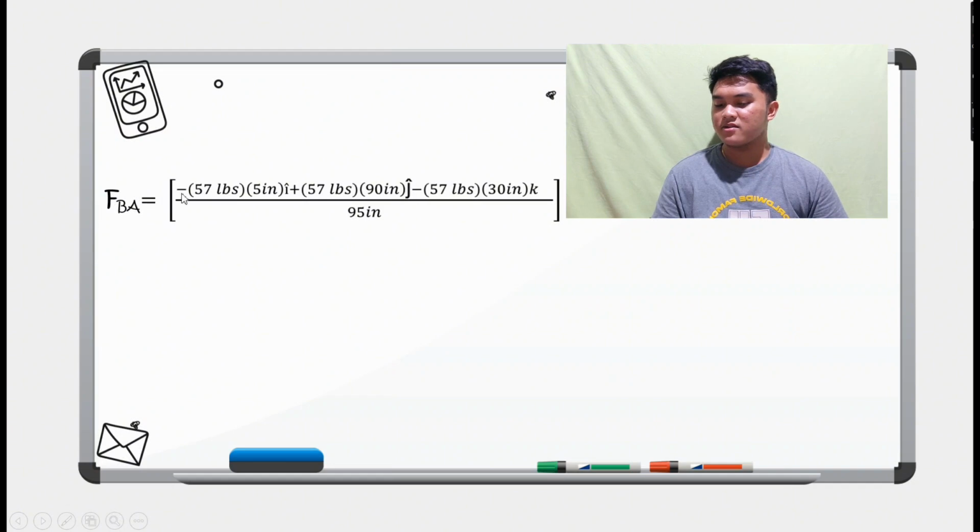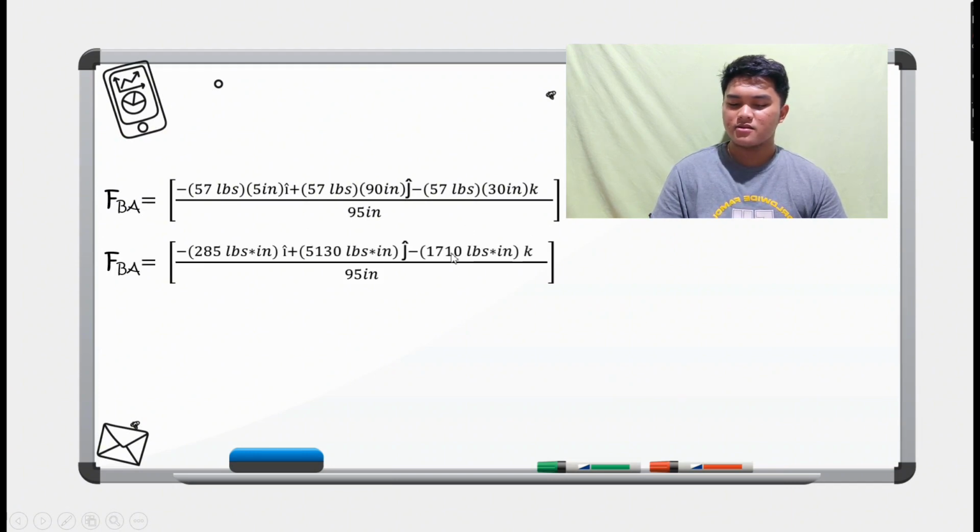So our FBA right now is equal to negative 57 pounds multiplied by 5 inches in the i hat plus 57 pounds multiplied by 90 inches in the j hat minus 57 pounds multiplied by 30 inches in the k hat, all over 95 inches. If we simplify our numerator, we get negative 285 pounds-inch in the i hat plus 5,130 pounds-inch in the j hat minus 1,710 pounds-inch in the k hat, all over 95 inches.